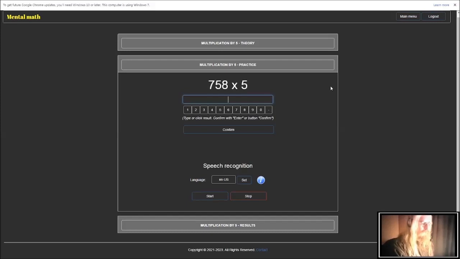It will be 7 divided by 2 is 3, 15 divided by 2 is 7, and 18 divided by 2 is 9, and 0. It's too easy. So 78 times 50 would be 3900.